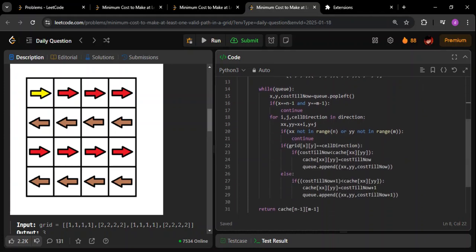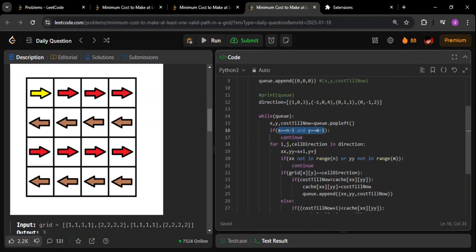So whenever we reach the target node, instead of exploring all its directions and all that, we need not do that.